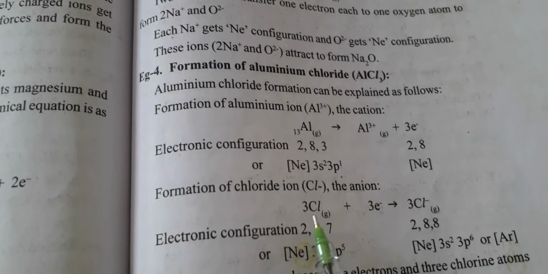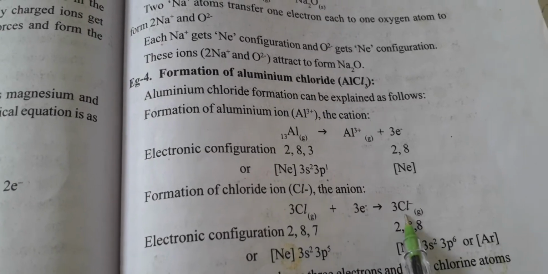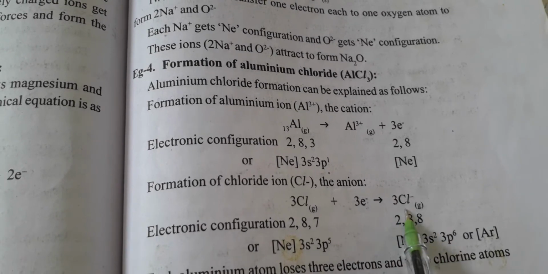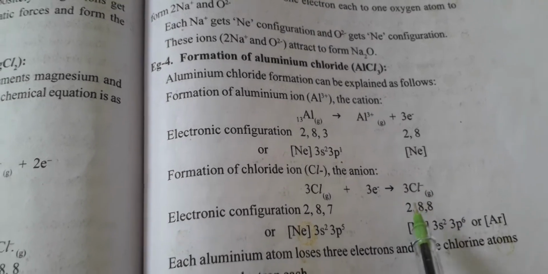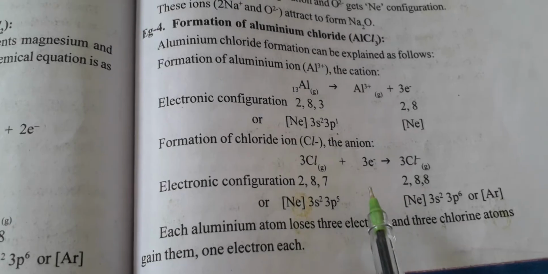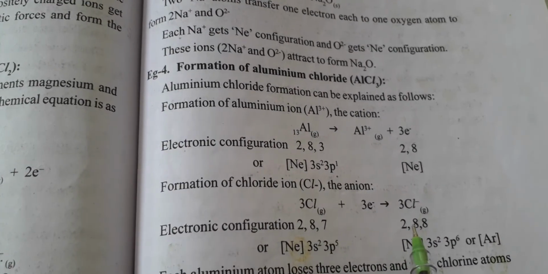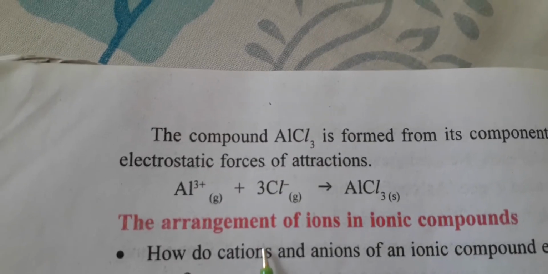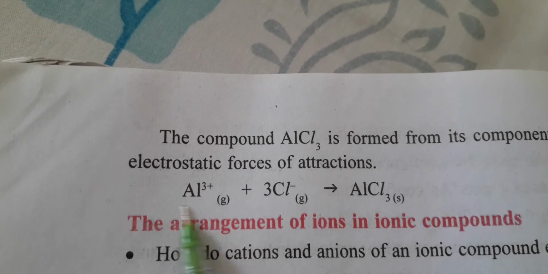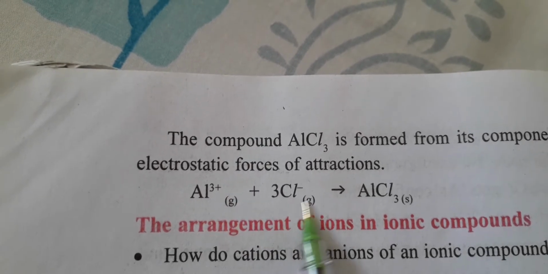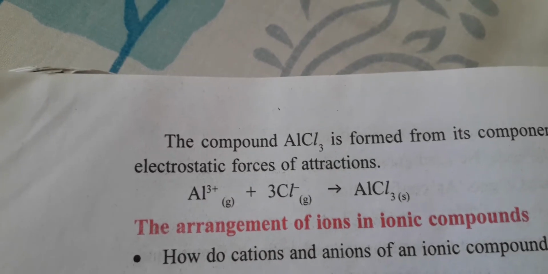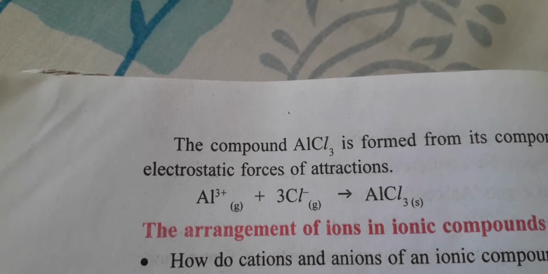Now chlorine, each chlorine takes 1 electron. So 3 chlorines are taking 3 electrons. So 3Cl minus is the anion. So now here the cation and anion are brought together to form aluminum chloride. So thus aluminum chloride is formed like Al3 plus is the cation and 3Cl minus is the anion, and AlCl3, that is aluminum chloride, is formed.